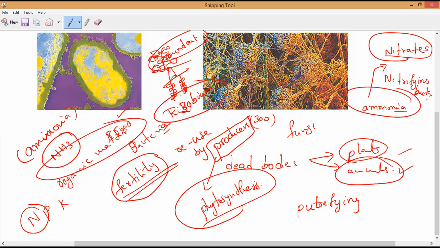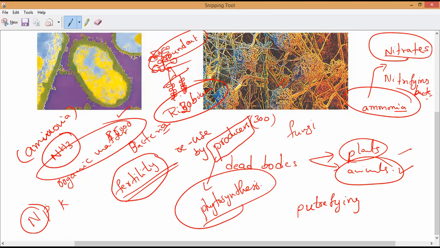In the absence of decomposers, soil, air, and water would not get replenished with elements from the bodies of dead organisms like plants and animals. So what is happening? Soil cannot become fertile in nature, and it will never allow the production of crops. That is the main important thing.